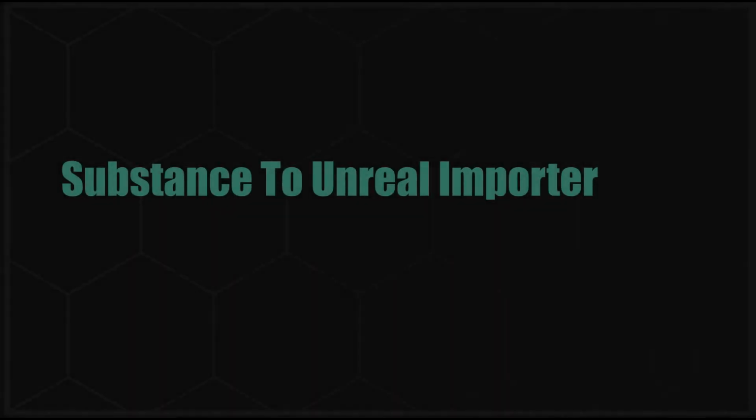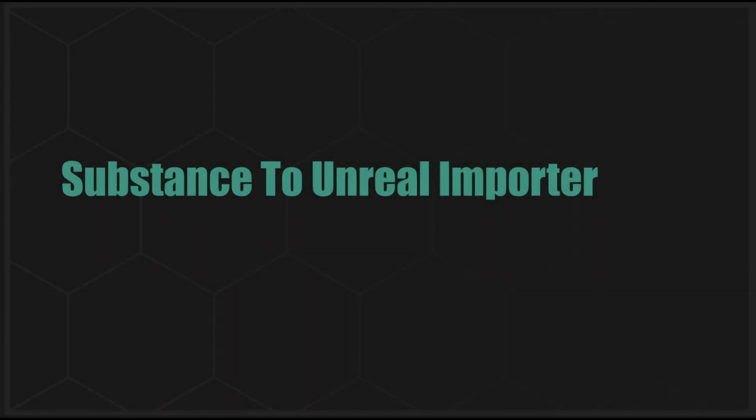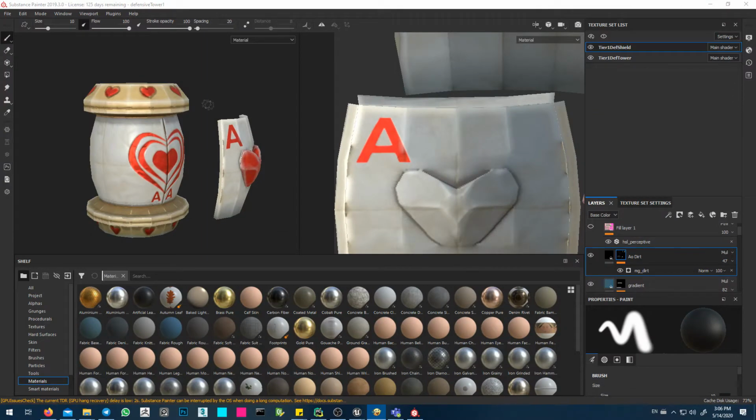Let's start with some things to take note of for Substance. As this script is only meant for the Substance to UE4 workflow, we will begin in Substance Painter. Suppose you have your model already textured. Your first step is to ensure naming conventions are correct.